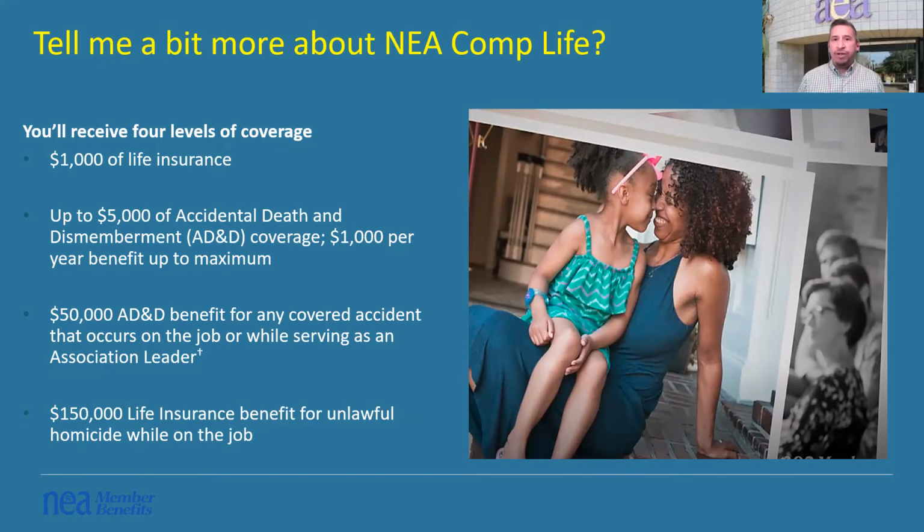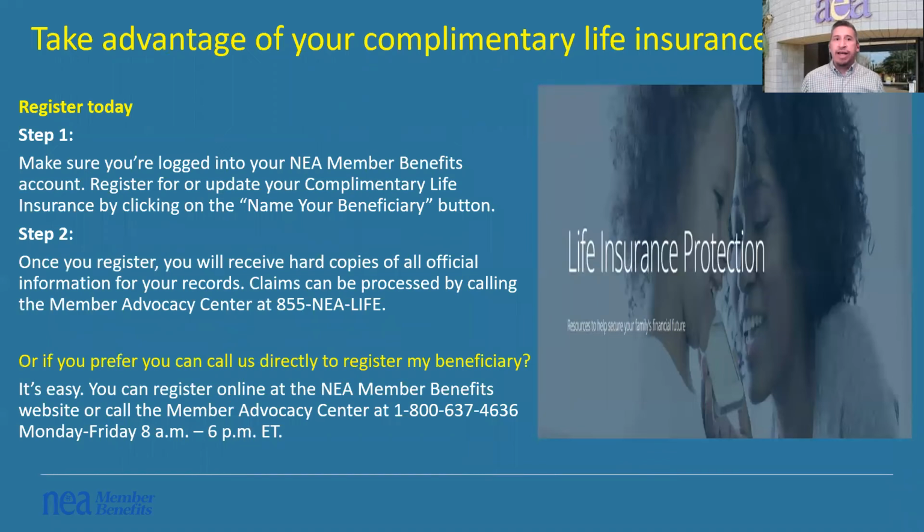And one of the things that's prevalent in our country, and it's unfortunate that we have to talk about, but in the event that there is a workplace violence or homicide, then the family receives $150,000 worth of coverage, no questions asked. That's something we want to make sure our members understand: we're here working for you, and we want to protect the members of our NEA family. So again, if there's a workplace violence, the member's family receives $150,000 worth of insurance benefit, no questions asked.